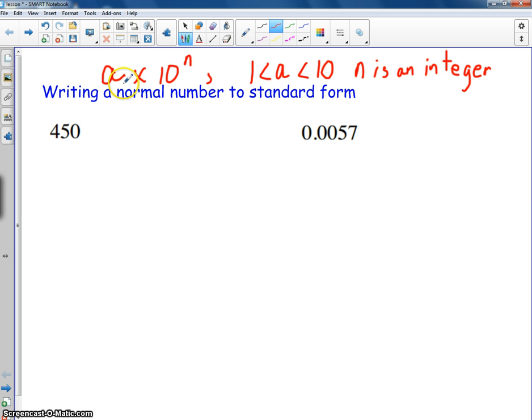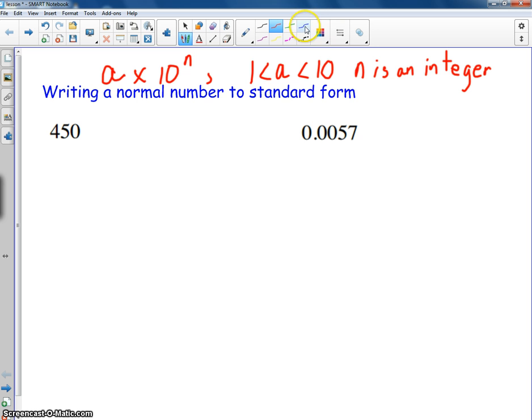Now, there's a formula that we have to follow whenever we're doing that. That is a times 10 to the power of n, where a is a number between 1 and 10, and n is an integer. So 450, I know this is not a very exciting number, but it's good to start with a small number to practice. Now, how do we turn 450 into a number between 1 and 10?